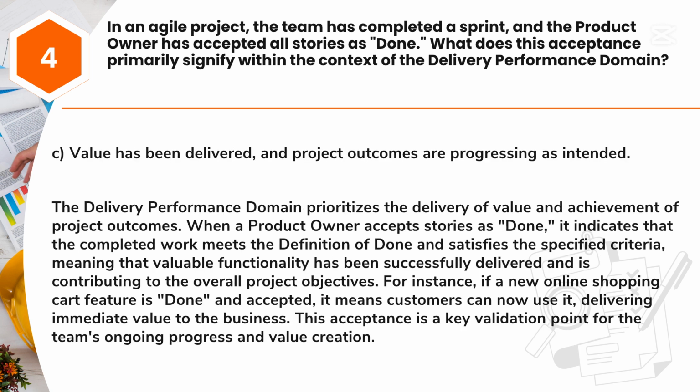Answer: C. Value has been delivered, and project outcomes are progressing as intended. The delivery performance domain prioritizes the delivery of value and achievement of project outcomes. When a product owner accepts stories as done, it indicates that the completed work meets the definition of done and satisfies the specified criteria, meaning that valuable functionality has been successfully delivered and is contributing to the overall project objectives.